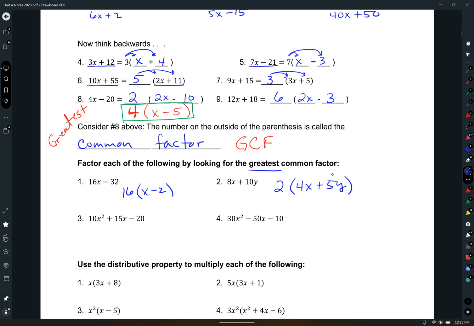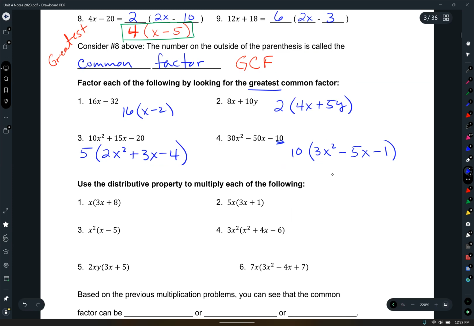On number 3, I think the most I could take out would be a 5. That'd leave me with 2x squared plus 3x minus 4. And then on number 4, we could take out a 10 as a common factor, and that would leave us with 3x squared minus 5x minus 1. Don't forget, if the whole thing comes out, you still have a 1 left at the end.